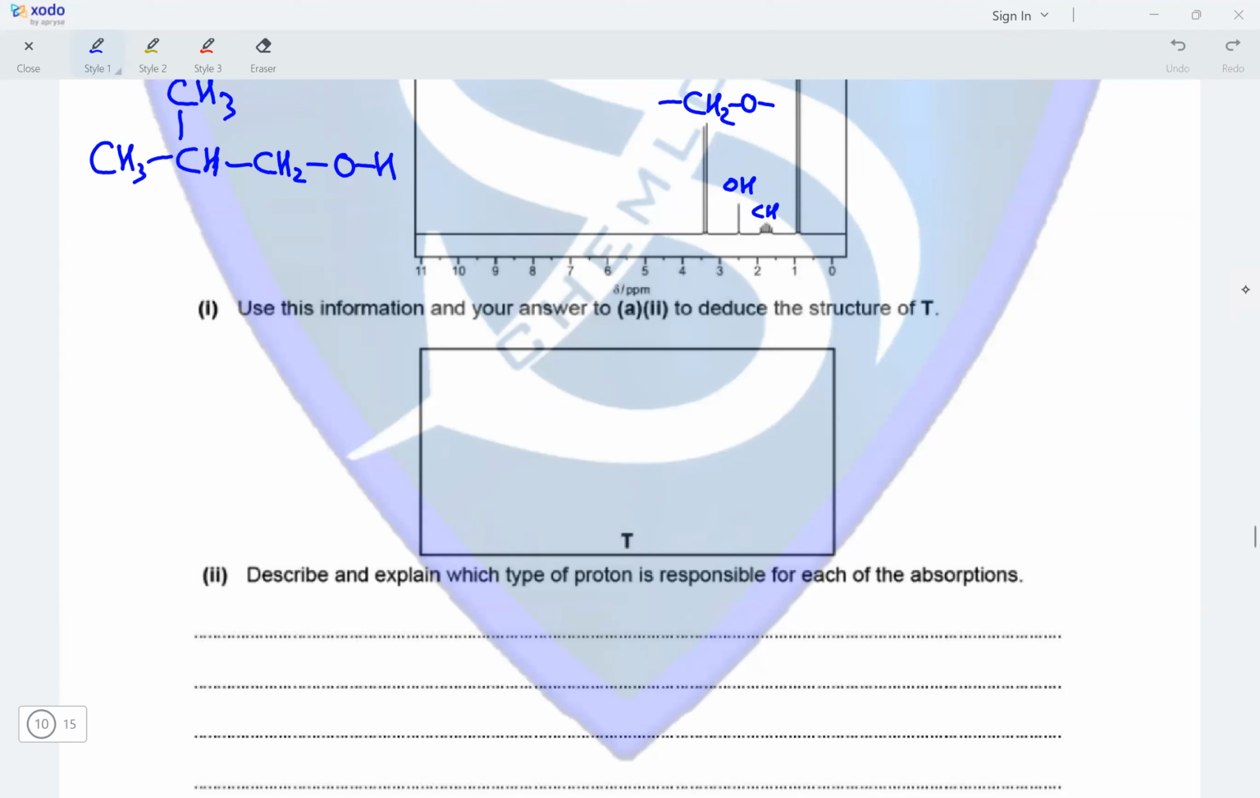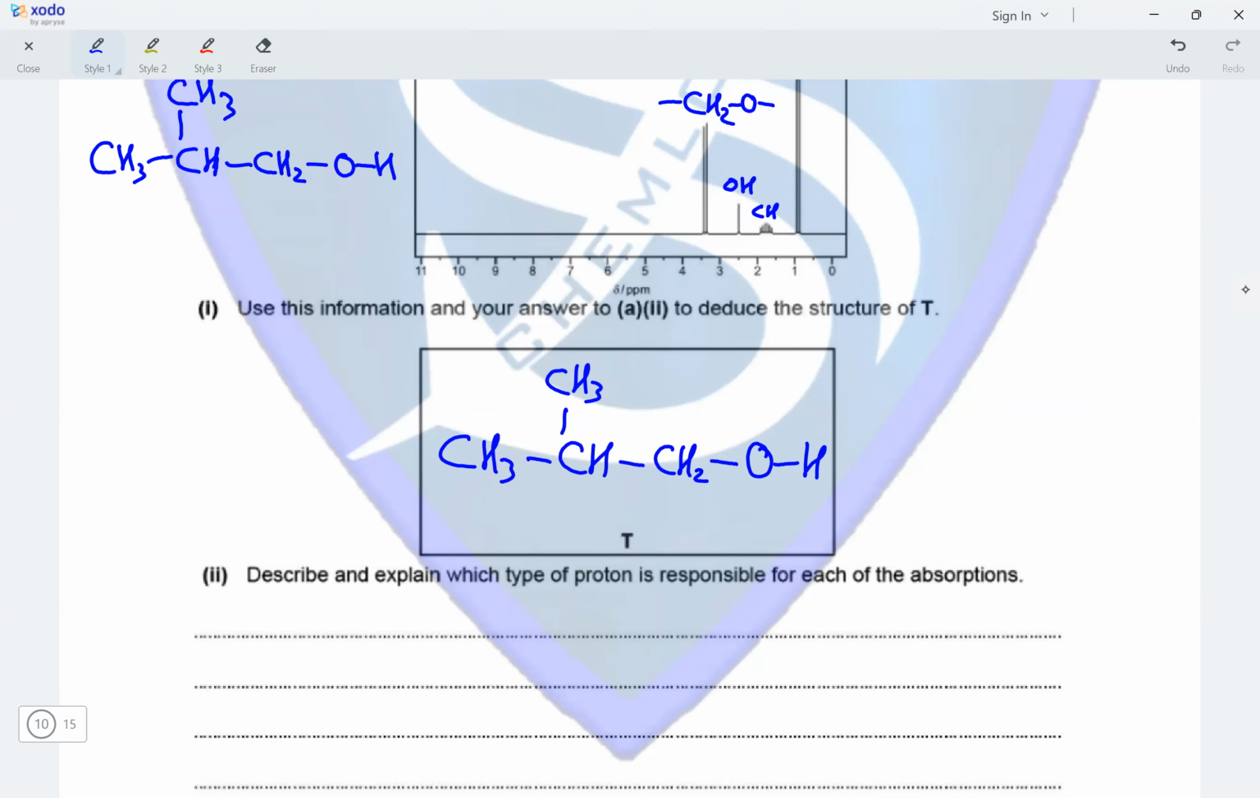Use the information and your answer above to deduce the structure of T. So we've already identified the structure of T. T is CH3, CH, another CH3, a CH2, and an OH group. So this alcohol is 2-methyl propanol. Describe and explain which types of protons are responsible for each of the absorptions.